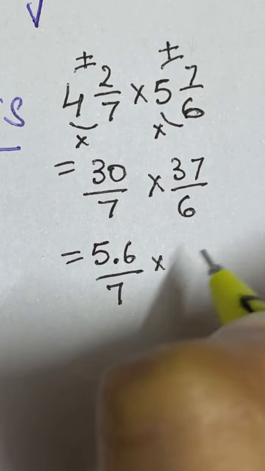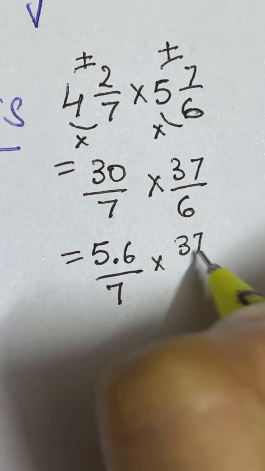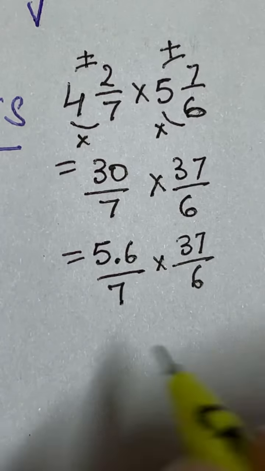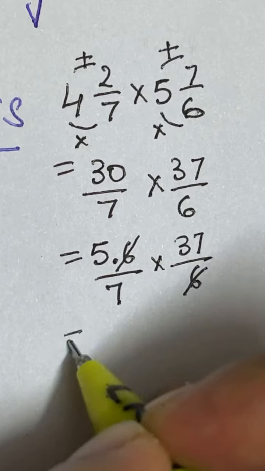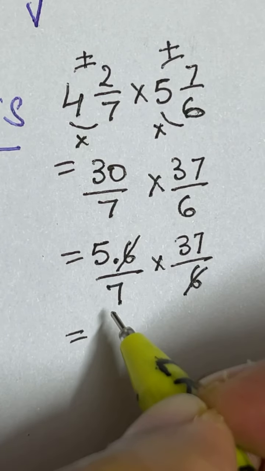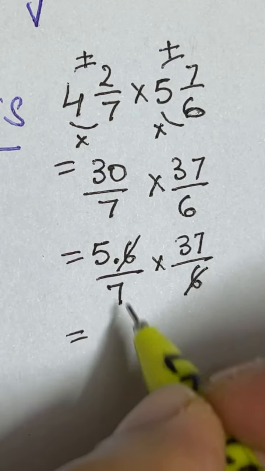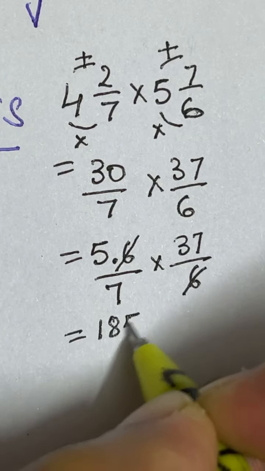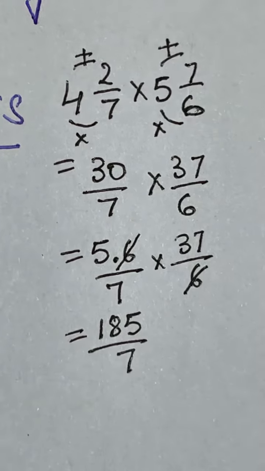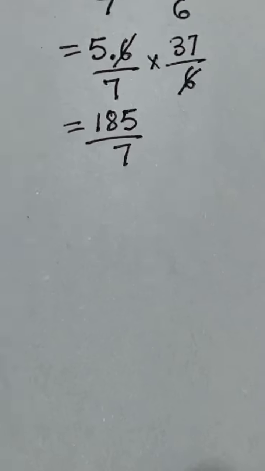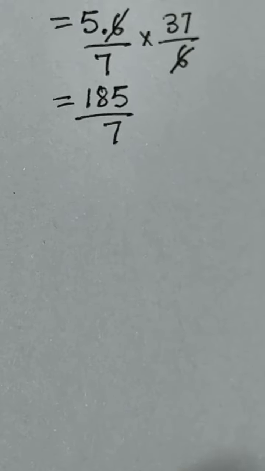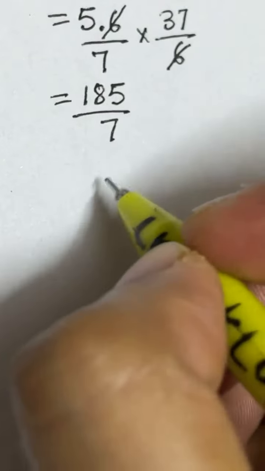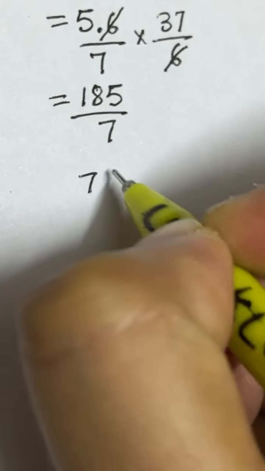So I have this. 37 cannot be broken down, so I'm going to write that down. Now this 6 and this 6 can be easily cancelled out. So we have 37 times 5 over 7. 37 times 5 is 185 over 7. Okay. Now either you can choose a multiple of 7 and then break down things and write down the answer as a mixed number, or you can simply divide it.